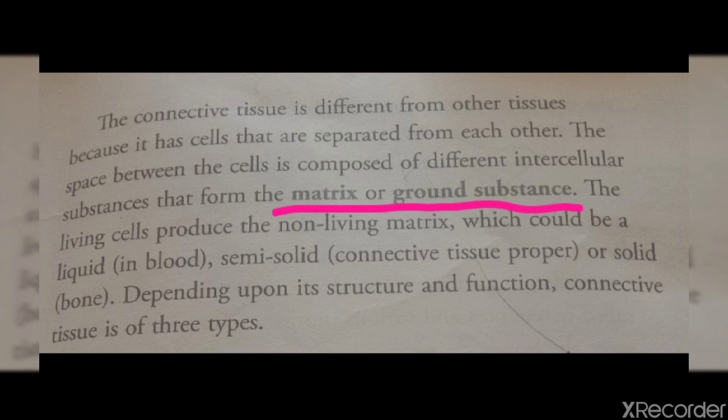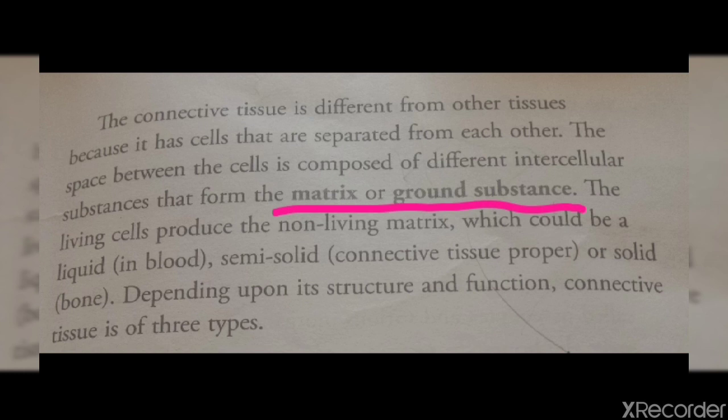You can see that, children, the cells are living and the matrix is non-living. So the living cells produce the non-living matrix. If this matrix is present in blood, it is present in liquid or fluid form. If it is present in connective tissue proper, then it will be in semi-solid form. And if it is present in bone, then this matrix will be in solid form.